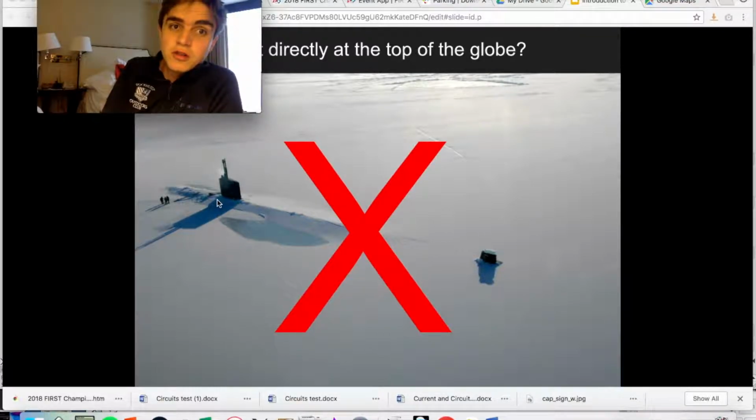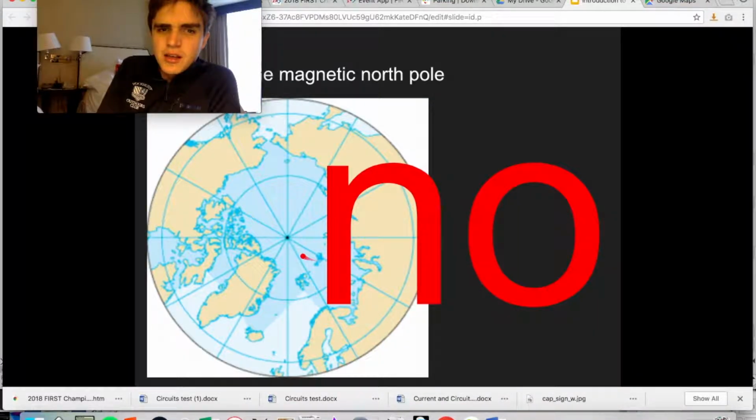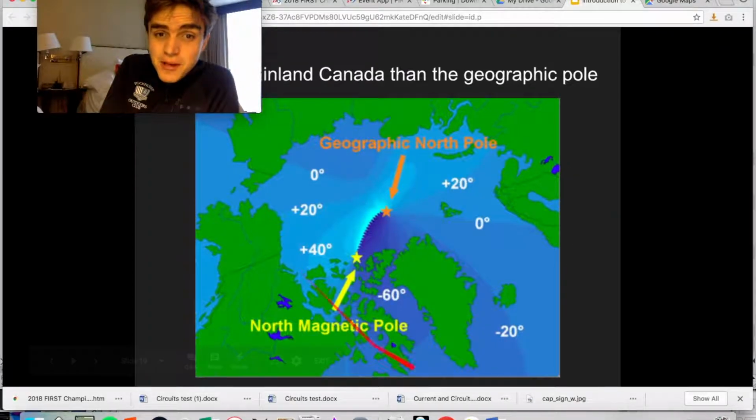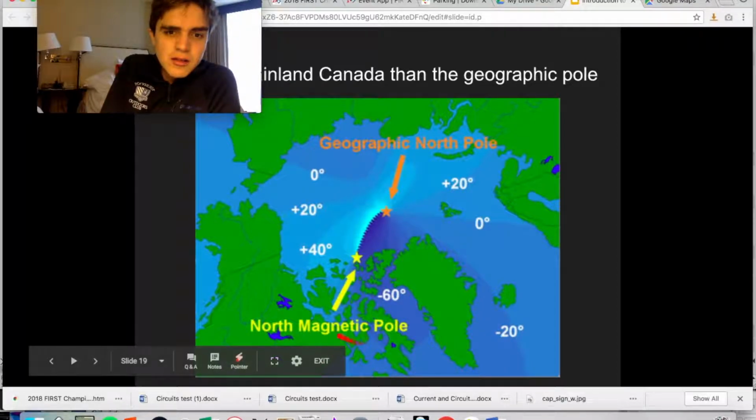They took a nuclear submarine and breached the ice. Even that, not the North Pole. Not the North Pole. It's not even this point right here. It's not. The North Pole, magnetically speaking, is way over here, kind of in none of it.